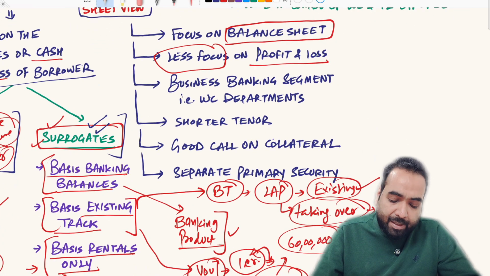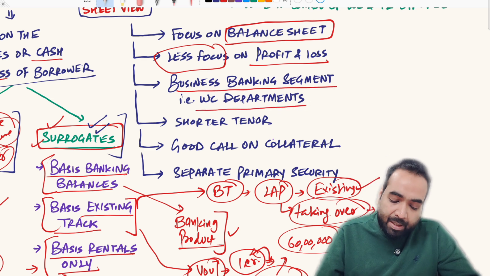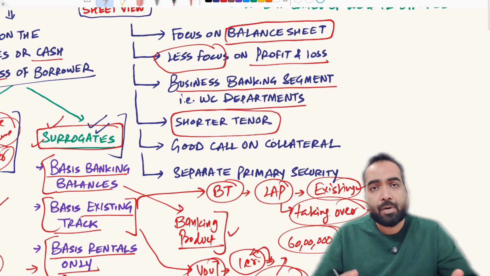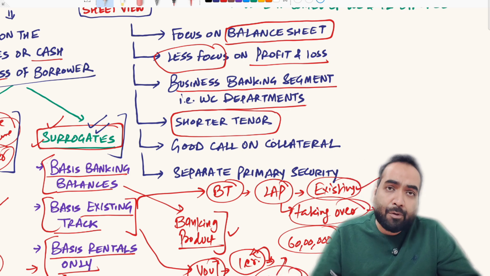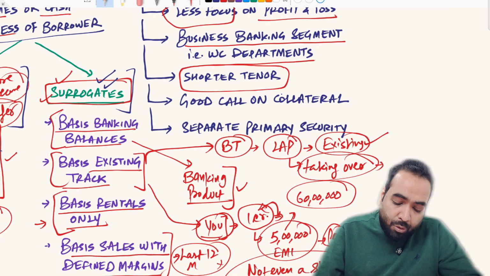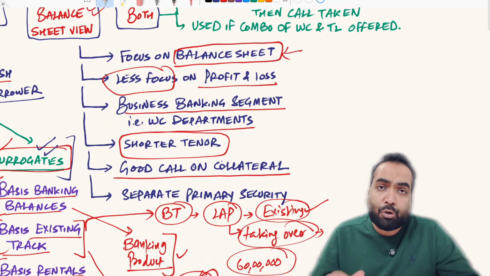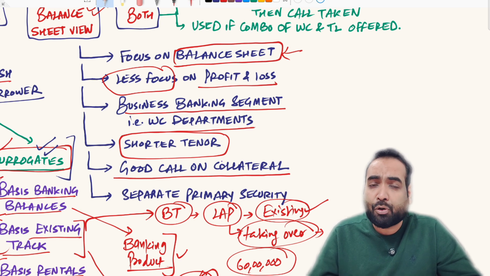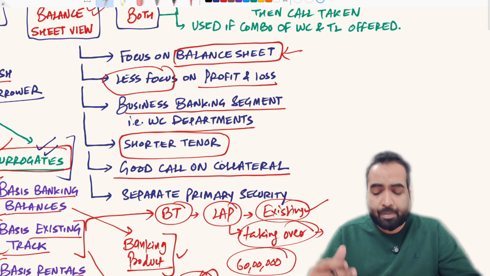These types of loans are done by the business banking departments, that are the working capital departments of the bank. They are for shorter tenure, like CCOD limits you do for a 12 month period, machinery term loans you do for a 5 year period. These are for shorter tenure, and a good call on collateral is taken. Since you are doing too much financial analysis, you are focusing too much on the borrower's market reputation, market net worth, and so many things that we will learn in coming videos.